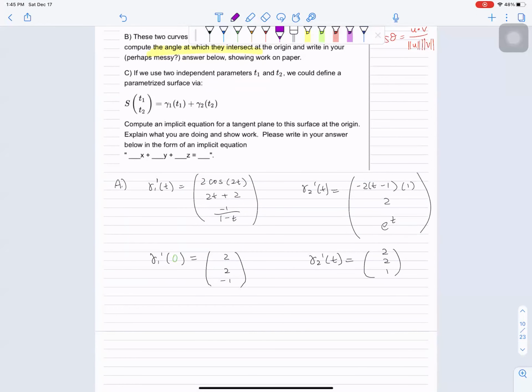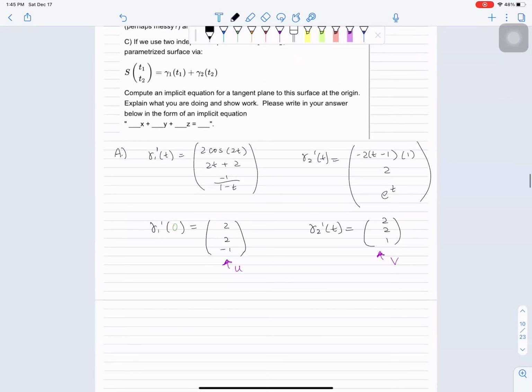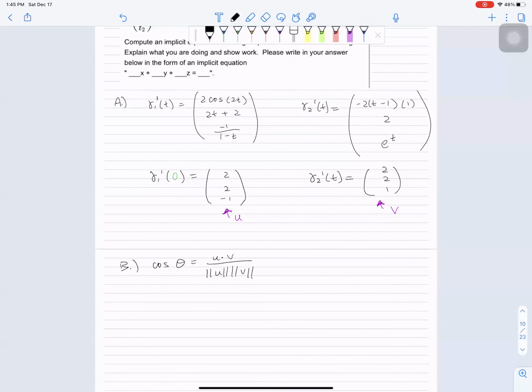These are now the vectors that I'm considering. I'll call this u and I'll call this v. So I'm trying to compute the angle at which they intersect. So cosine theta equals u dot v over its lengths. In other words, theta is arc cosine of u, that's my gamma 1 prime at 0, dot v, my gamma 2 prime at 0, over the lengths of gamma 1 prime at 0 and gamma 2 prime at 0.